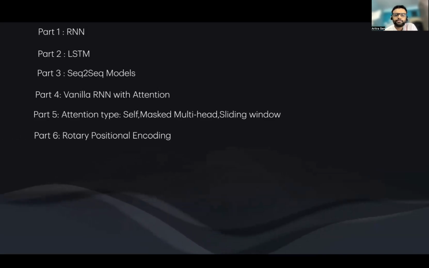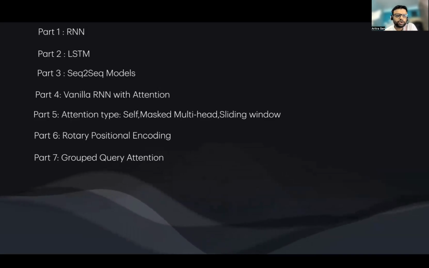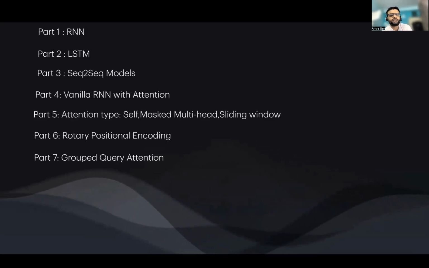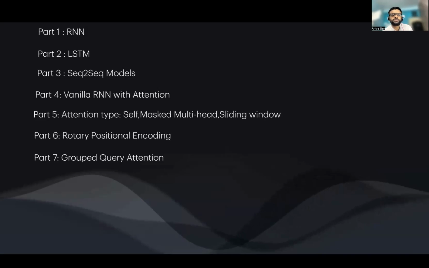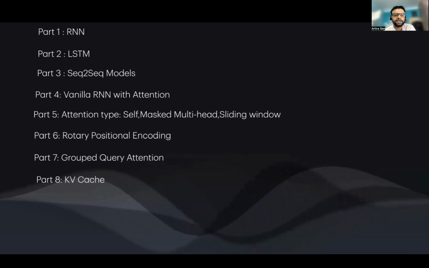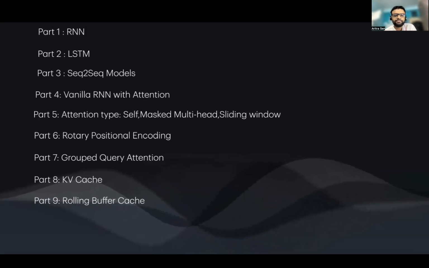Then we will talk about the positional encoding. Mainly, we will talk about rotary positional encoding because that is being used in models like Mistral or Mixtral. Then we will talk about what is group query attention. From this part 6 onwards, these are the recent developments in the field of attention mechanism, and how much faster operations we are able to do using concepts like rotary positional encoding and group query attention. Then we will talk about KV cache, and slowly we will move into the rolling buffer cache.